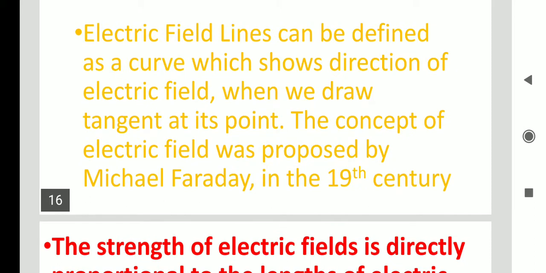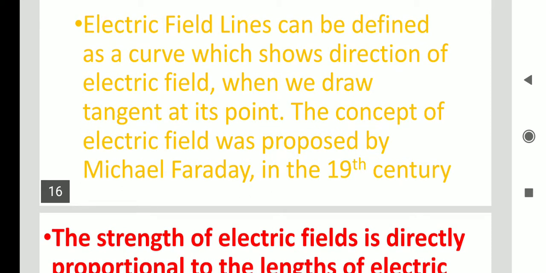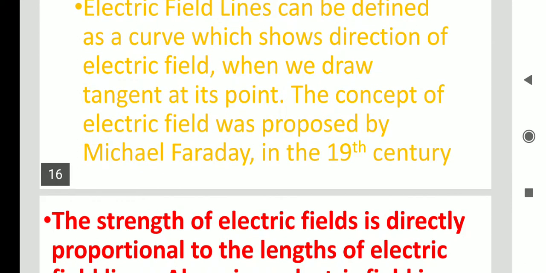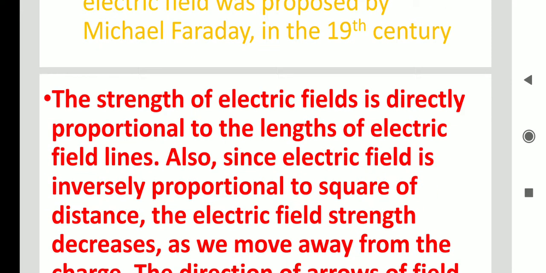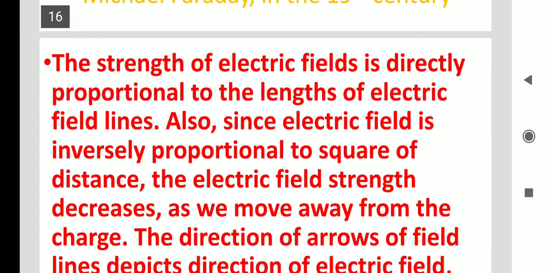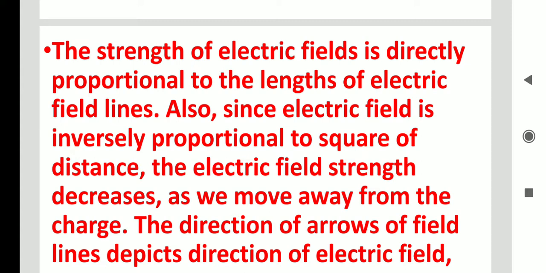When we draw a tangent at its point, we get the direction of the field. This concept of electric field was proposed by Michael Faraday in the 19th century. The strength of electric field is directly proportional to the density of electric field lines. Electric field is inversely proportional to the square of the distance.